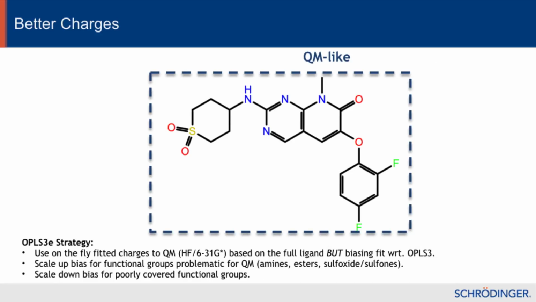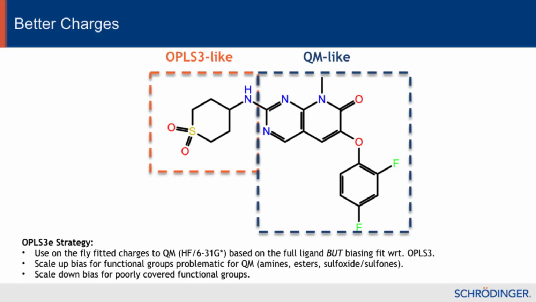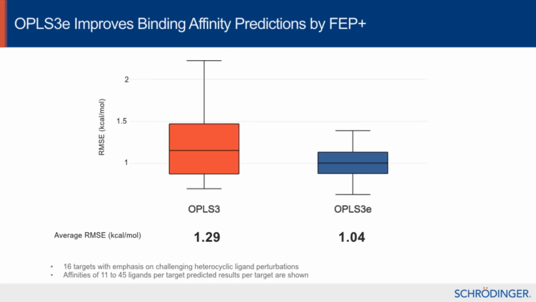It introduces a strategy to use on-the-fly fitted charges to QM based on the full ligand, but with an OPLS3 bias that can be scaled up for functional groups problematic for QM or scaled down for functional groups poorly covered by OPLS3. Overall, the new advances in OPLS3e lead to improved accuracies in FEP+ binding affinity predictions.